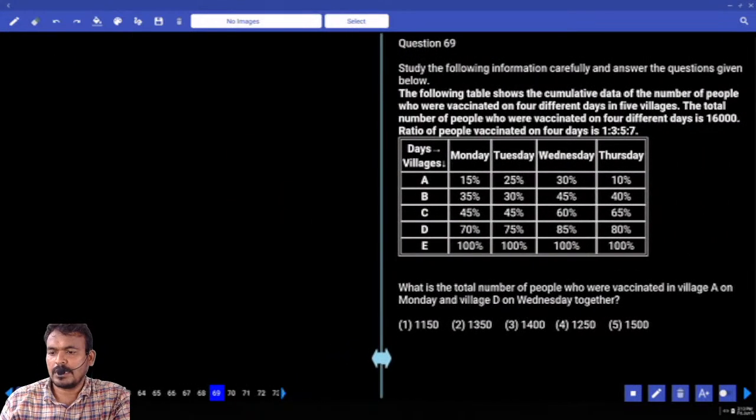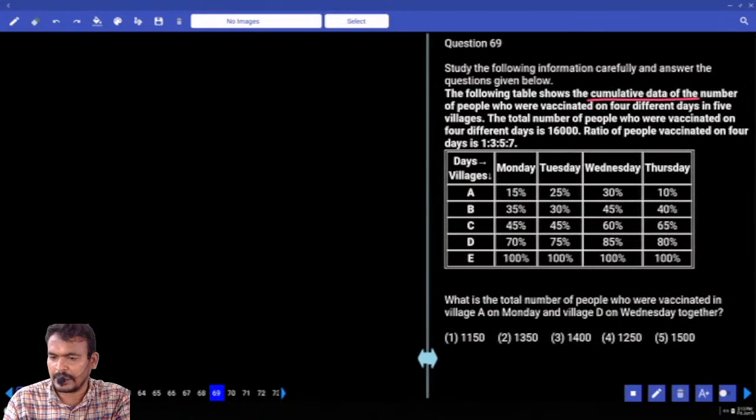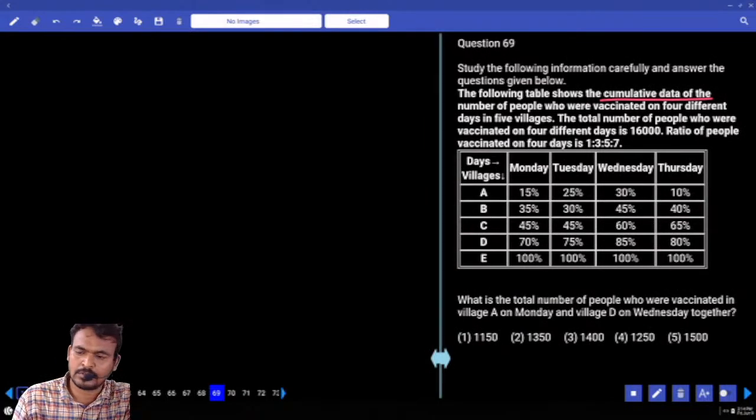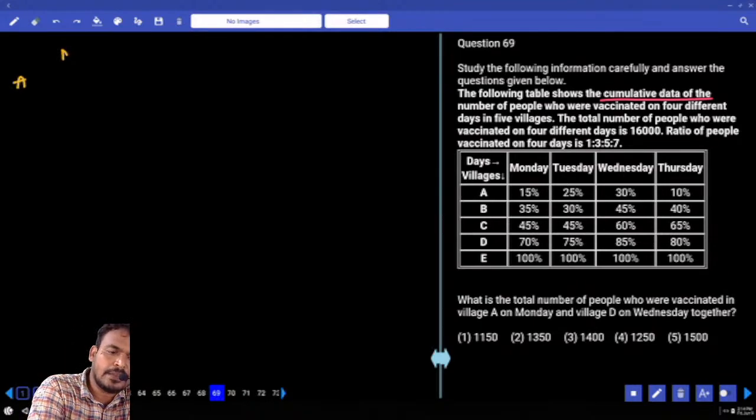The following table shows the cumulative data of the number of people who were vaccinated on 4 different days in 5 villages. The total number of people who were vaccinated on 4 different days is 16,000. Ratio of the people vaccinated on 4 days is 1:3:5:7. Village A. A value Monday, Tuesday, next Wednesday, next one Thursday.